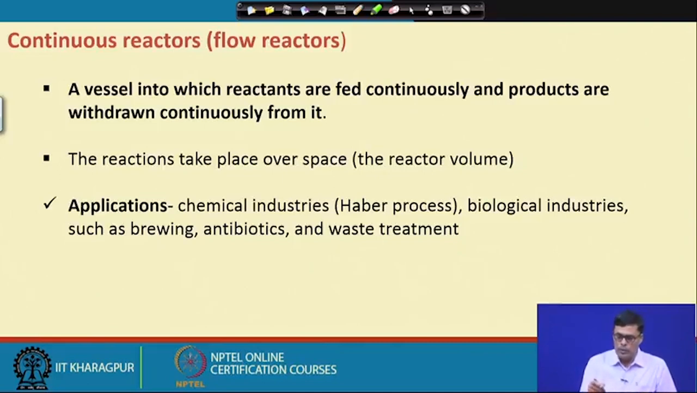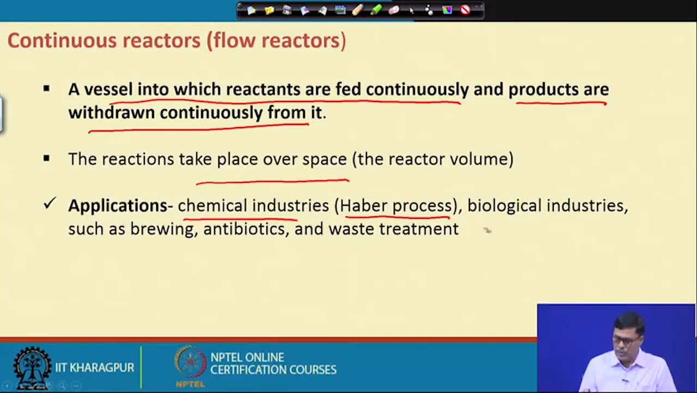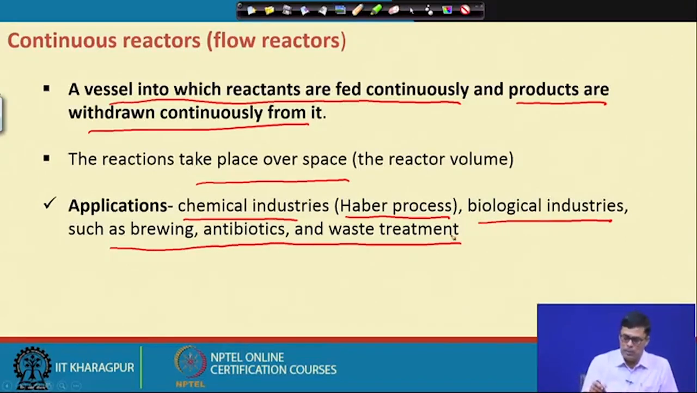Now, let me talk about the continuous process. In a continuous process, the vessel has reactants fed continuously and products withdrawn continuously. The thing I highlighted before is that when you operate a continuous system, first you operate in the batch mode, and when the rate of reaction is maximum, then we continuously feed the reactor and continuously take the product out. The reaction takes place over space. The applications are in the chemical industry, biological industry, where it is largely used, and in brewing, antibiotics, and wastewater treatment processes.